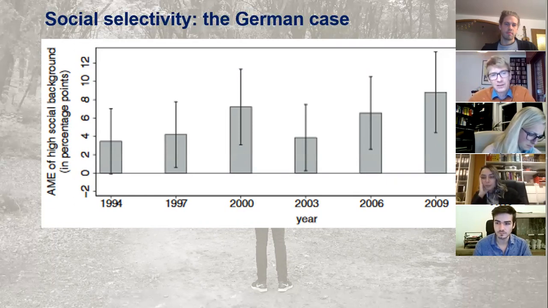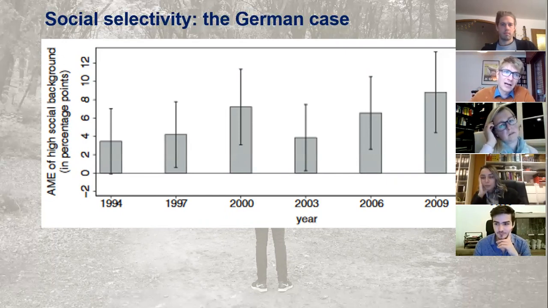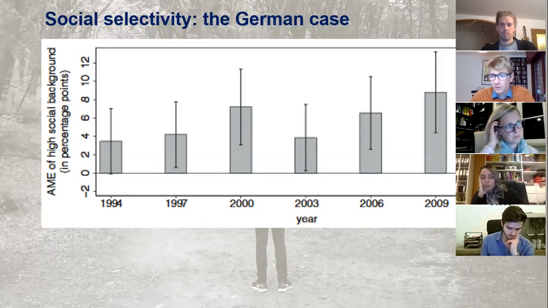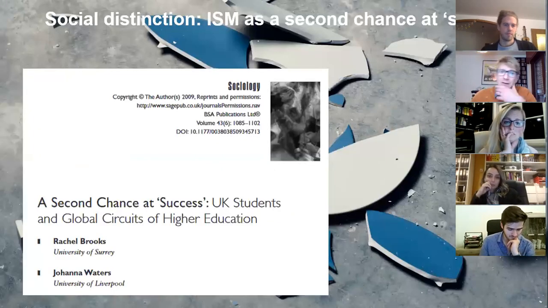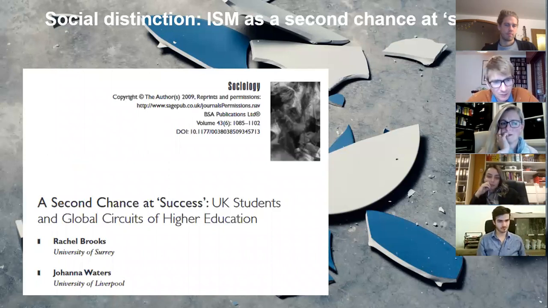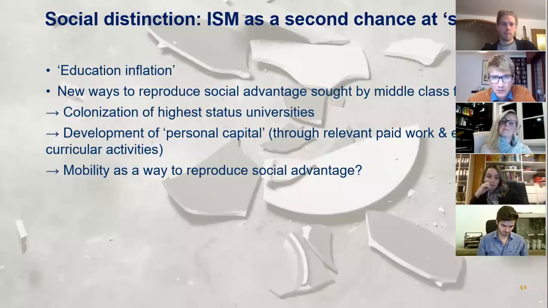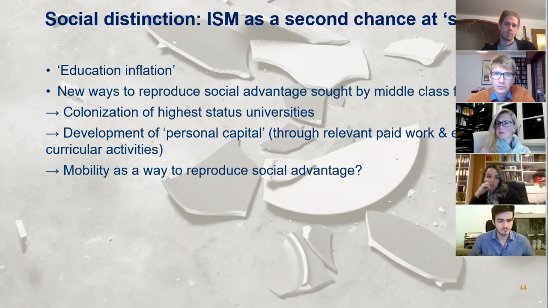But so they discover quite some empirical evidence for this idea that student mobility is a way to horizontally distinguish the higher socioeconomic backgrounds from the lower socioeconomic backgrounds. And then another interesting paper is by two other sociologists, Rachel Brooks and Joanna Waters, who investigated a similar thing. So also they start from the idea of, okay, there is education inflation, degrees are less valuable.